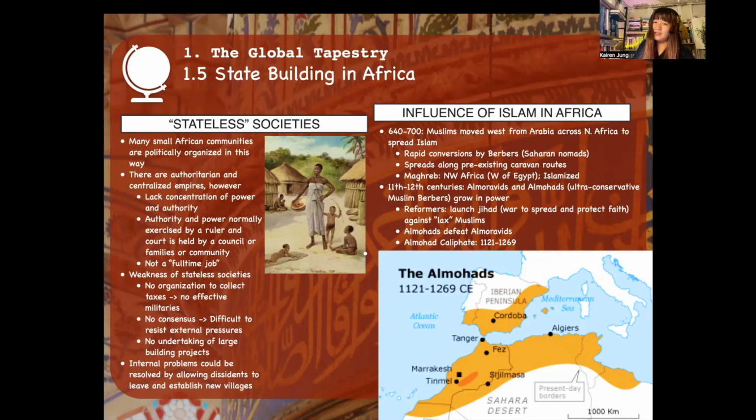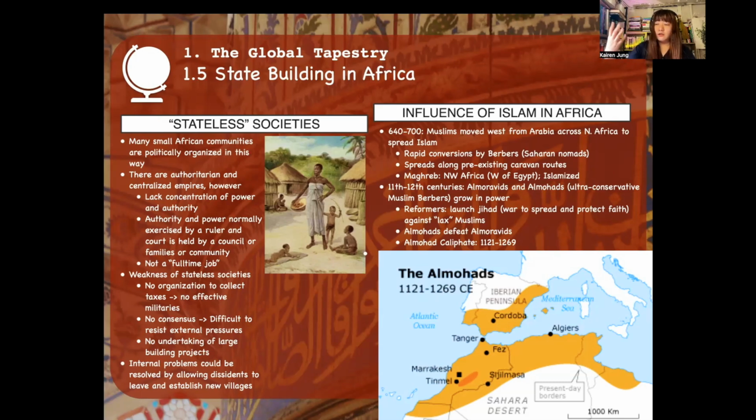And between the 11th and 12th centuries, you had the Almoravids and Almohads, the ultra-conservative Muslim Berbers, growing in power. And of course, they were reformers. They were launching jihad, this holy war to spread and protect the faith. And the jihad doesn't necessarily mean violence or war by any means. It originally just means struggle, right?